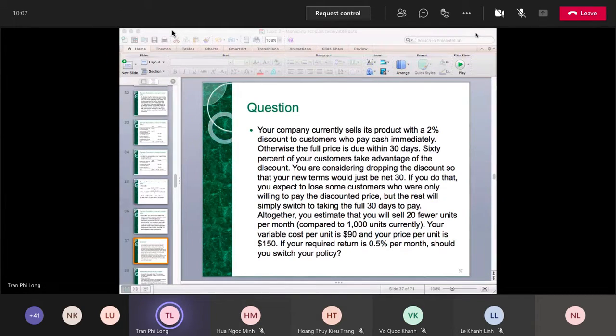Okay, so who can answer this question? Basically, users need to calculate the NPV of the current policy and the NPV of the new policy, okay? And then you take the difference between them. In the final exam, you will have a question like this, okay? It's very easy.